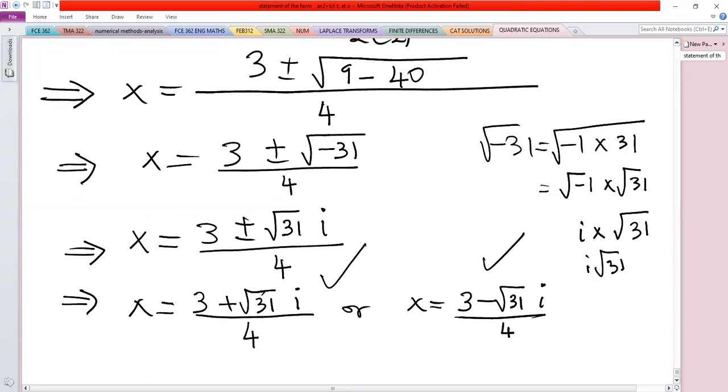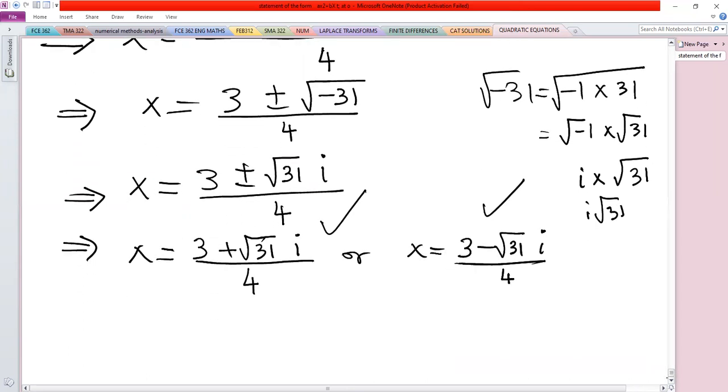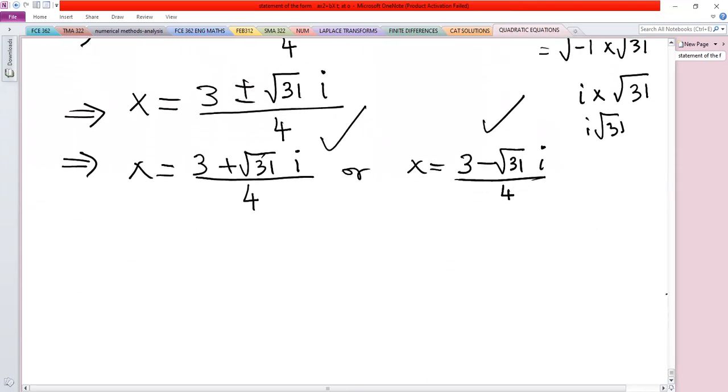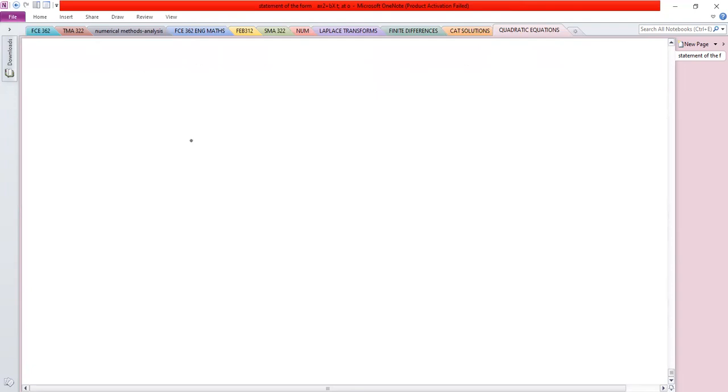And lastly, we have: solve for x in mx squared minus nx minus p equals 0. So solve for x.